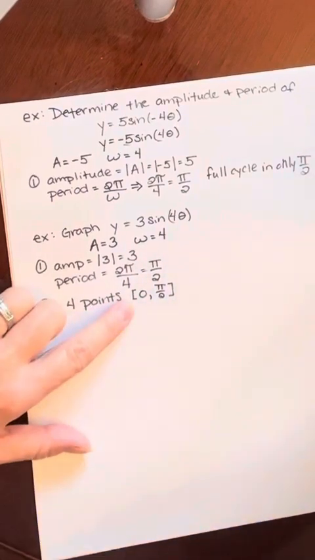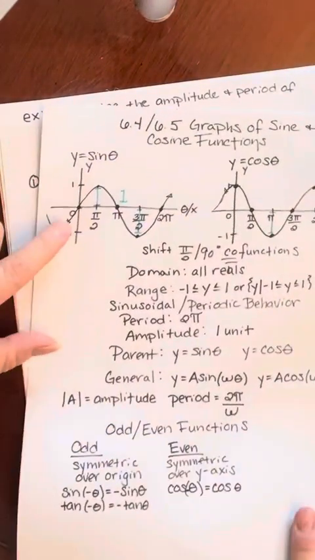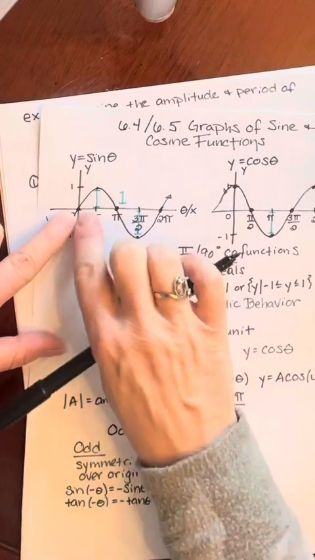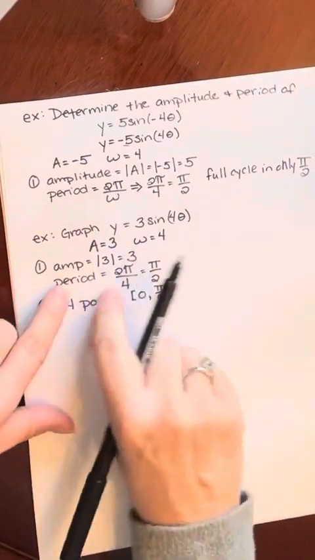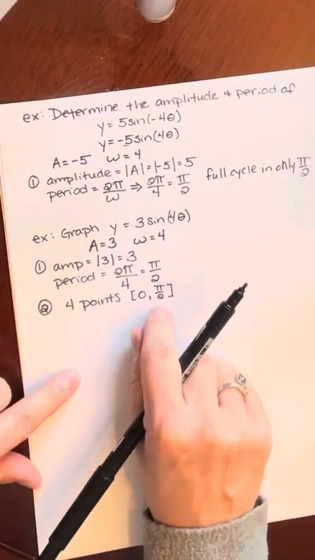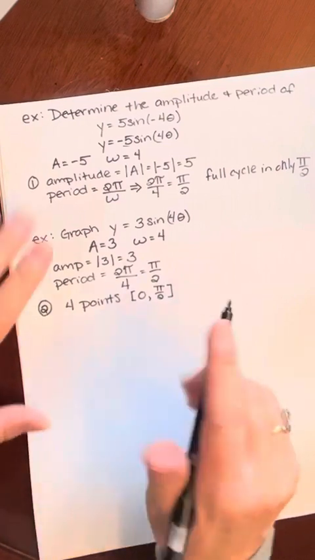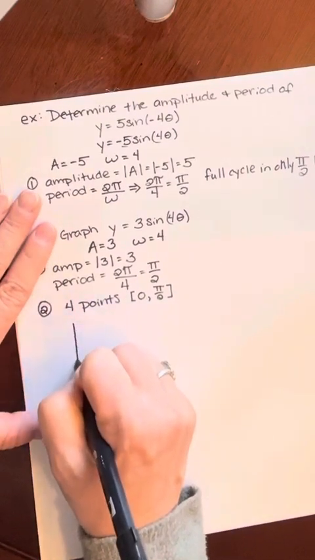So sine starts at 0. Remember our graph of sine, it starts at 0 and then it ends at the period. In that case it was 2 pi, but in this graph the period is pi over 2. So we need to find 4 points between 0 and pi over 2. All right, this is easier than it sounds.